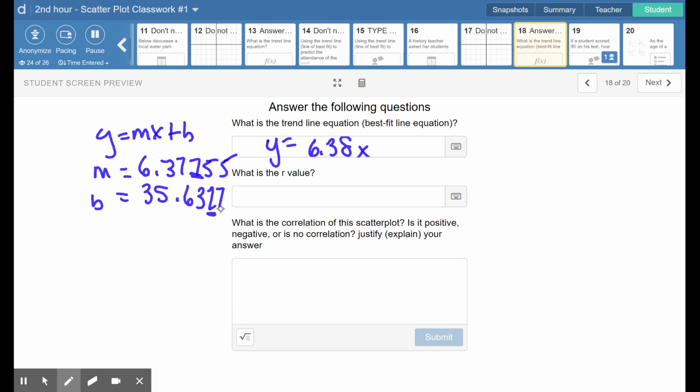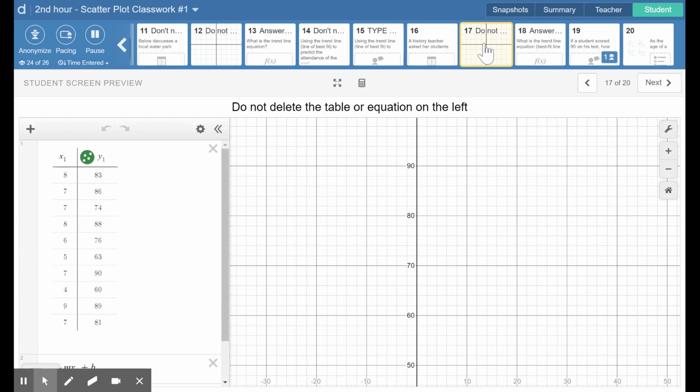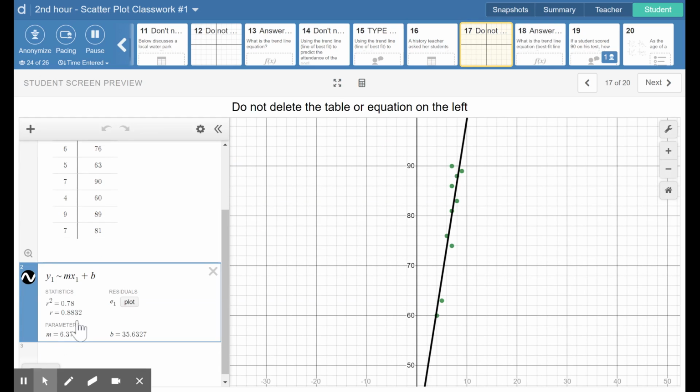Now this is a 2, so I'm just going to do 35.63, and then that is our equation. Now in the same location, if you go back to the grid before, our R value is shown. Our R value is 0.8832. And this is where I got my M, this is where I got my B. So you're allowed to go back and forth.